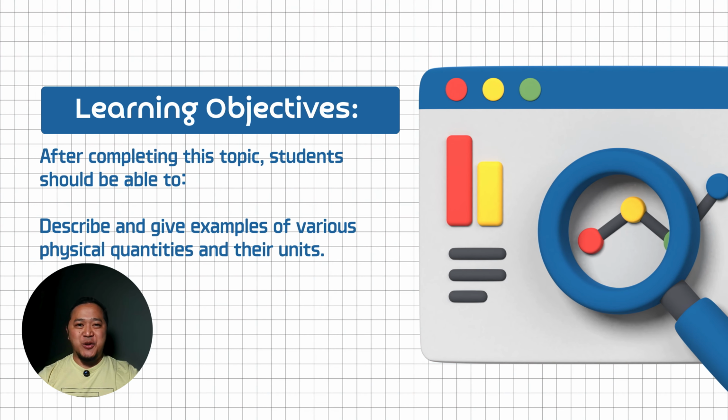By the end of this topic, you should be able to describe what physical quantities are and give some examples with the correct units. You will also understand the difference between base and derived quantities.